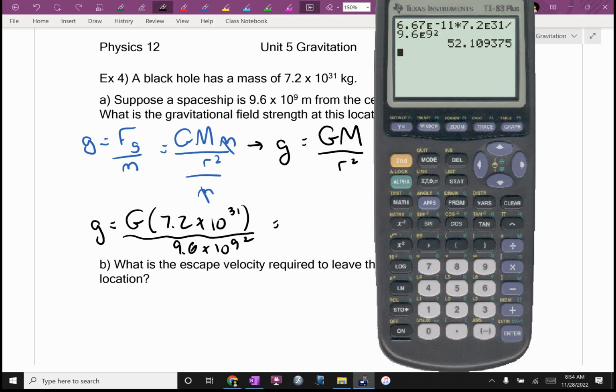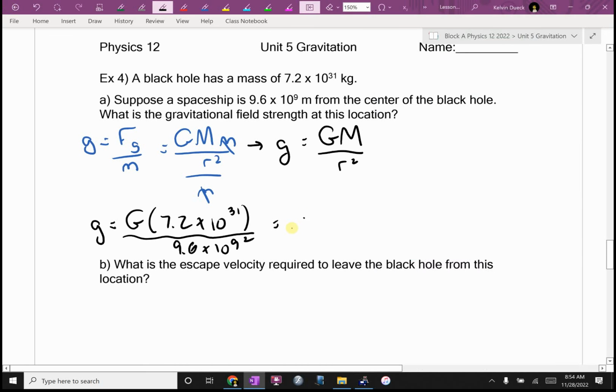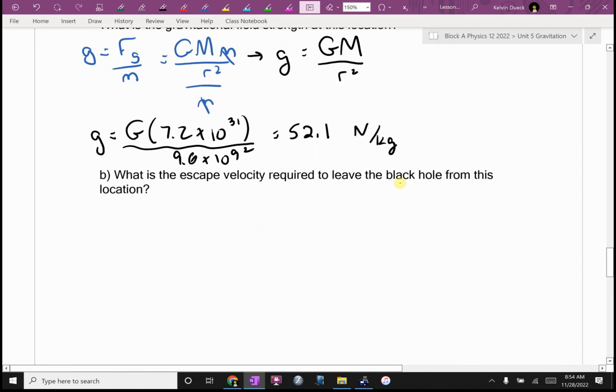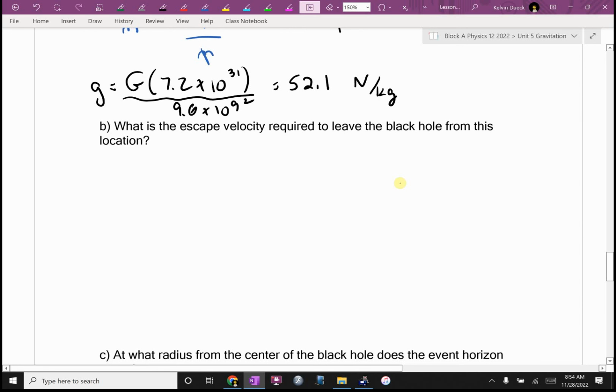Is that right? Okay. 52.1. About 5 Gs. Survivable, but it wouldn't be pleasant. B asks, what's the escape velocity required to leave the black hole?